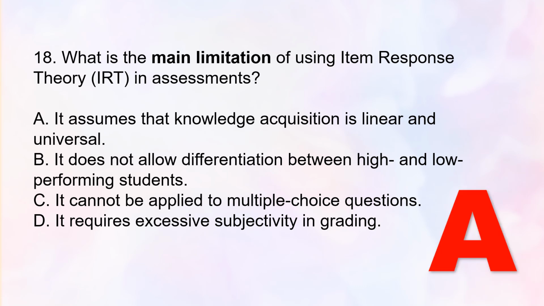Okay, the best answer is letter A. IRT assumes learning follows a predictable pattern, which does not account for contextual interpretive knowledge in social studies. Letter A is the best answer. It assumes that knowledge acquisition is linear and universal.